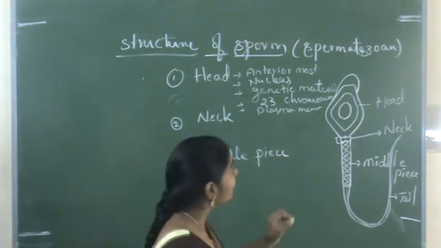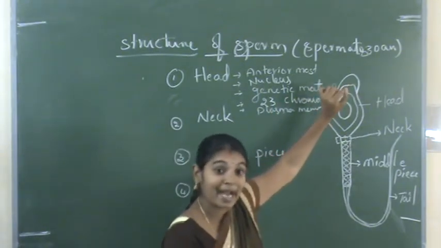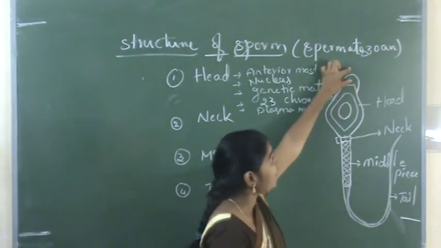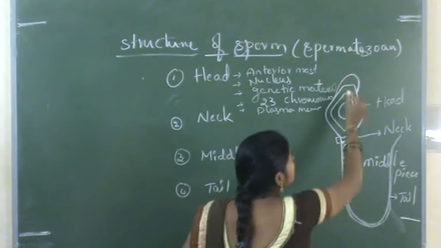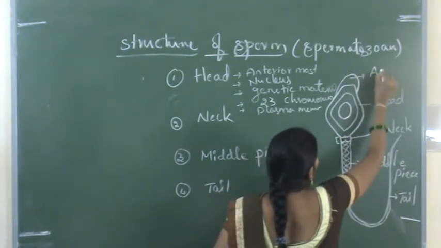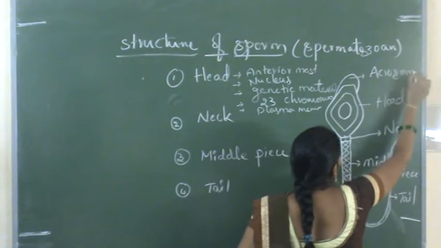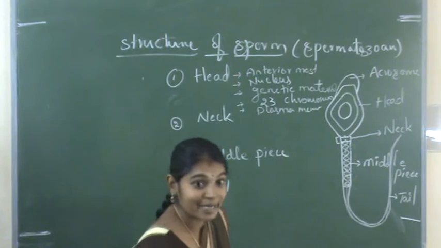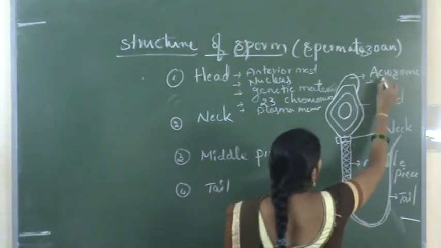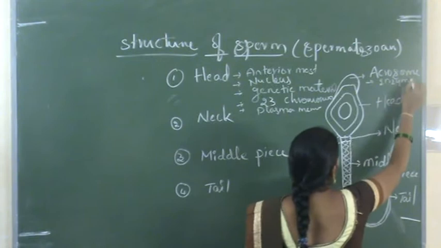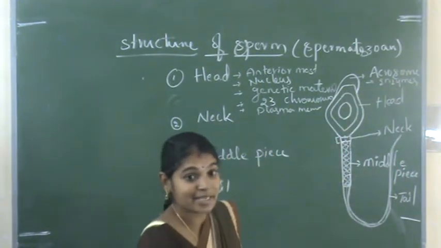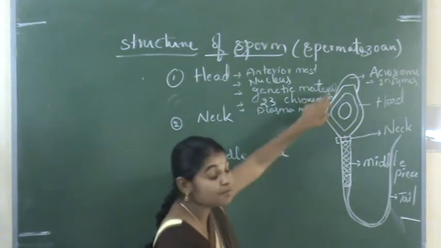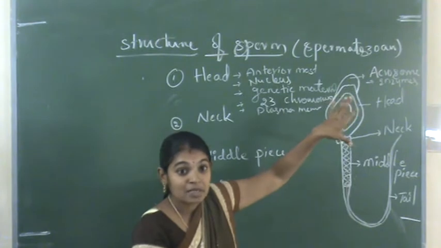At the tip of the head, that means anterior to the head, there is a cap-like structure which is known as the acrosome. This cap-like structure, the acrosome, contains enzymes, and these enzymes help in the fertilization of the ovum.